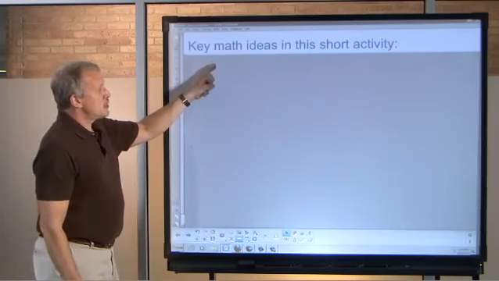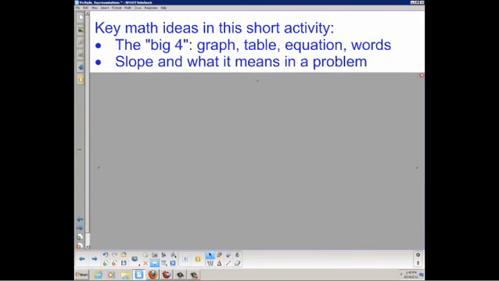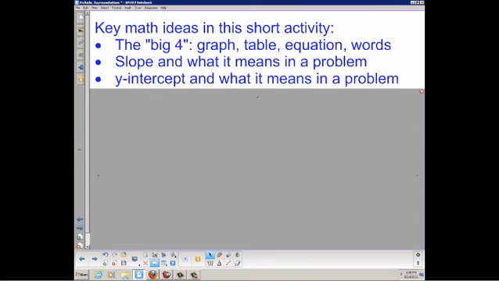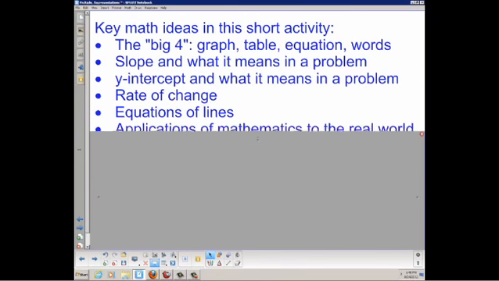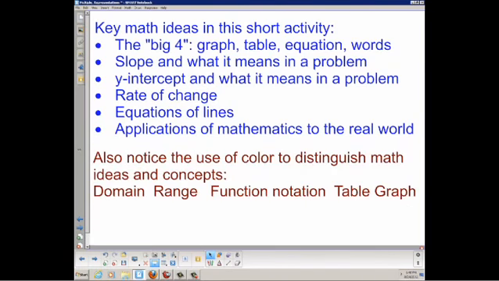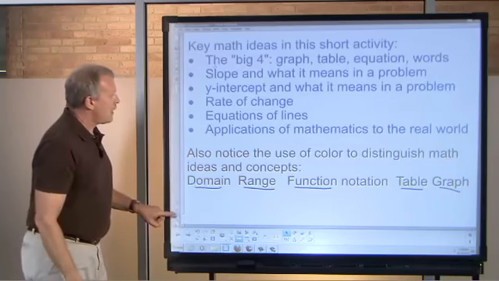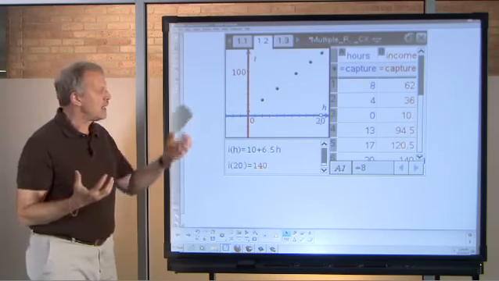Key math ideas in this short activity, I had already listed them, but the big four: graph, table, equation, and words, and how they go together. Slope and what it means in a problem. Y-intercept and what it means in a problem. Rate of change. Equations of lines. Applications of mathematics to the real world. And then, of course, the use of color to be able to distinguish the key math ideas and concepts: domain, range, function notation, table, and graph. They're all there. So again, this is pretty awesome just to kind of look at it and feel the understanding.